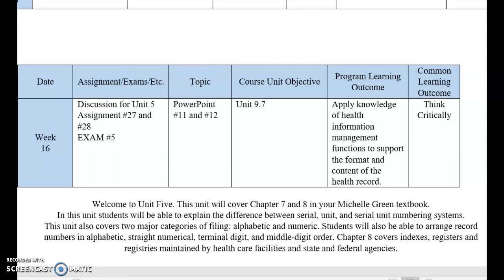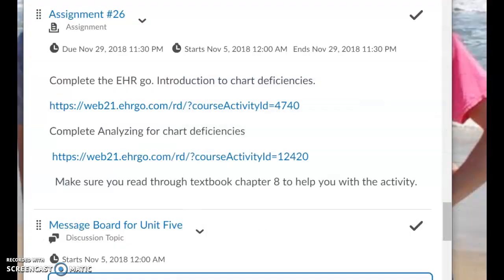in your textbook. Students also need to, at this point, be able to explain and know the difference between all your numbering systems. This unit also covers two major categories, filing in alphabetic and numeric, which again, students should have a good understanding of because this will be on the test. Also, registers and indexes will be on the exam. So just to prepare yourself, make sure you review PowerPoint number 11 and 12 also. And course unit objective 9.7.